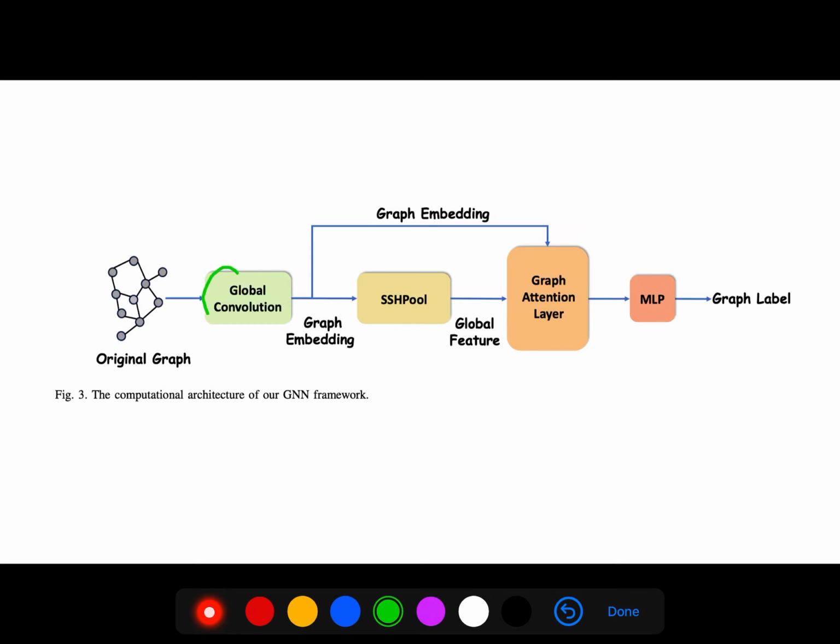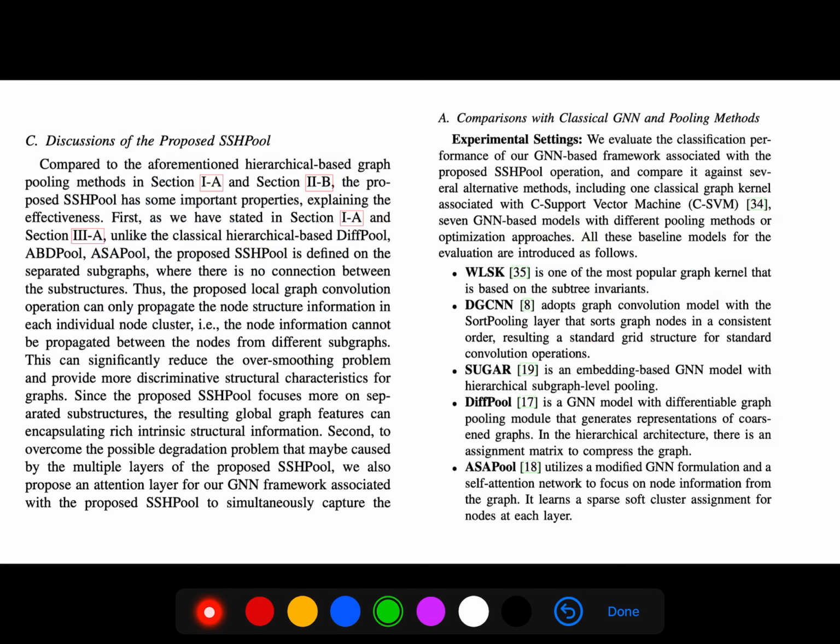So we have a global convolution, then we give it to hierarchical pooling. In this paper, the model is called SSHPool. And then we have the graph attention layer. Finally, we give it to an MLP for graph classification.